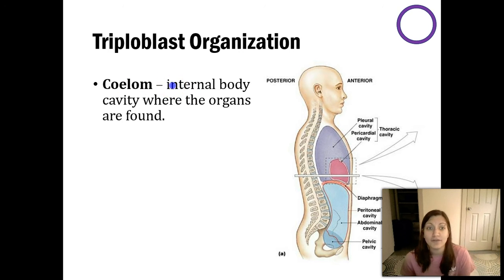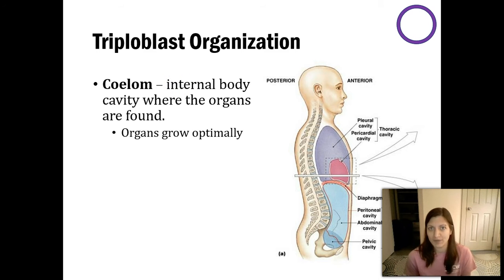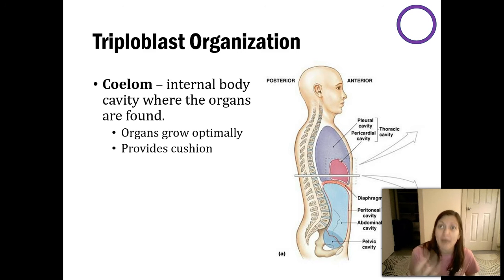So this developed over time. And it's beneficial because it helps organs grow optimally, meaning there is open space for the heart to grow, for the lungs to grow. They're not bound by as many constraints as lacking a coelom. It also provides cushion. That air that's around your organs helps when you get hit with something, you have this cushion to prevent injury to your organs, or at least less injury to your organs.